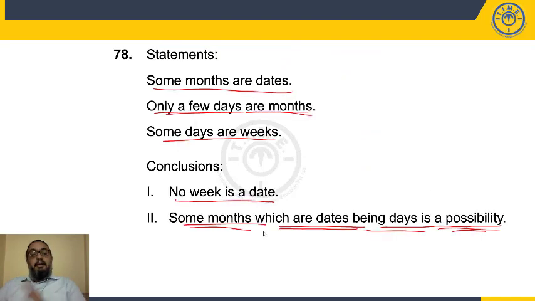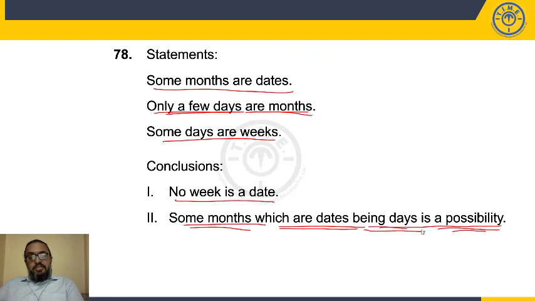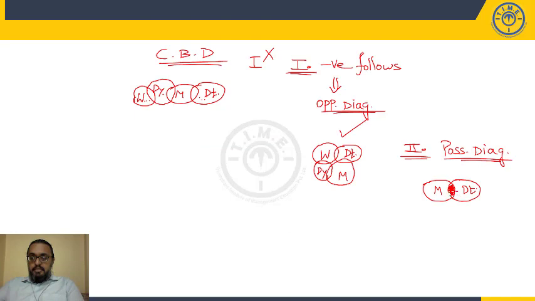What he says, some months which are dates. Some months which are dates means the common portion; these are some months which are dates. And he also says being days. So that common portion should also come inside days. Some months which are dates being days is a possibility. It means this common portion for all the three is a possibility, he says.